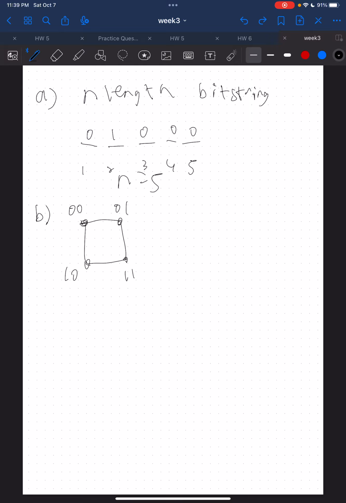In other words, all vertices in the hypercube. And so this is a Hamiltonian cycle. A Hamiltonian cycle is a cycle that visits all the vertices once. And that's exactly what the problem is looking for.